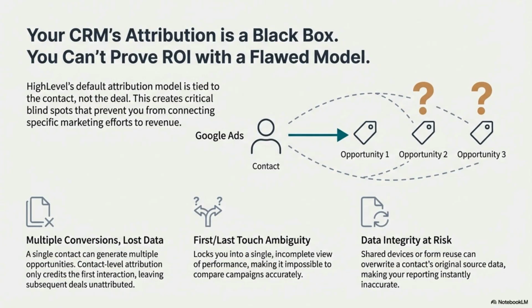Multiple conversions get lost. Only the first interaction gets credit. First touch or last touch ambiguity, making campaigns nearly impossible to compare. Data integrity issues, because shared devices and reused forms can overwrite attribution data. This is why proving ROI in HighLevel is so frustrating, because the attribution model itself is flawed.